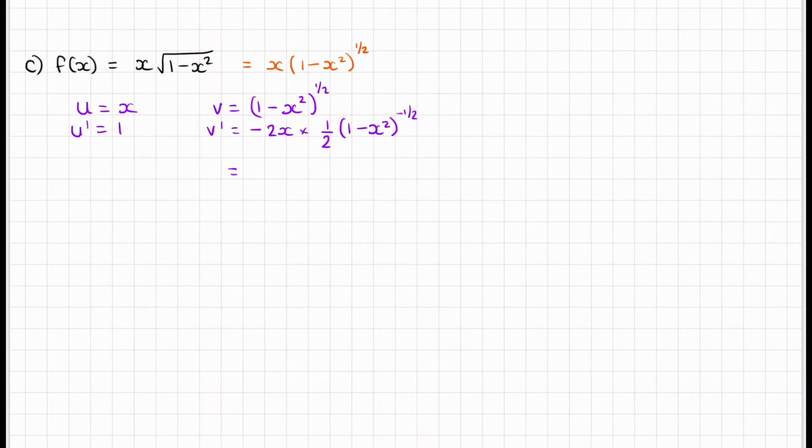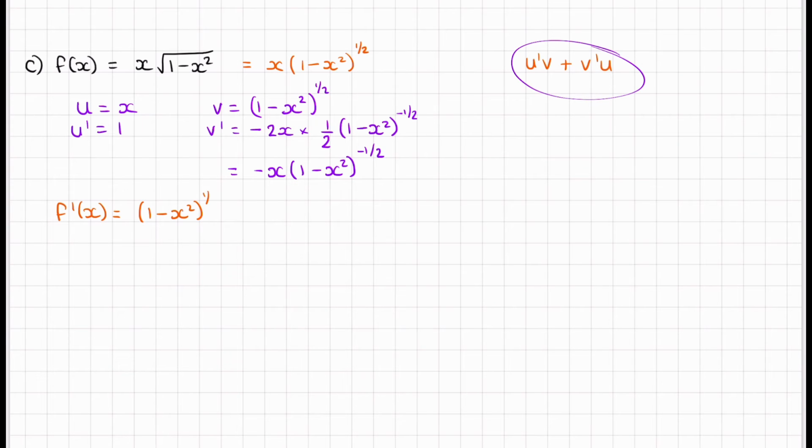Tidy this up and we end up with negative x multiplied by 1 minus x squared to the power of negative a half. We now need to apply the product rule, which remember is u dash v plus v dash u. And that will give us 1 multiplied by v, which is 1 minus x squared to the power of a half, plus v dash times by u, so it will be x multiplied by negative x multiplied by 1 minus x squared, all to the power of negative a half.